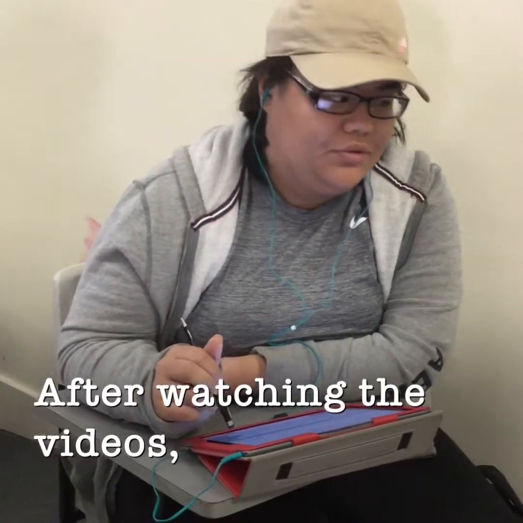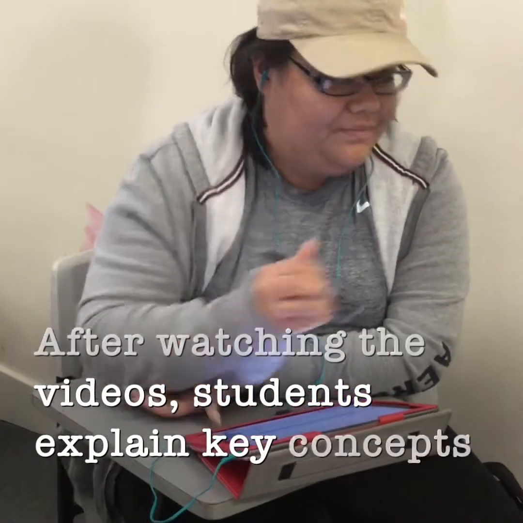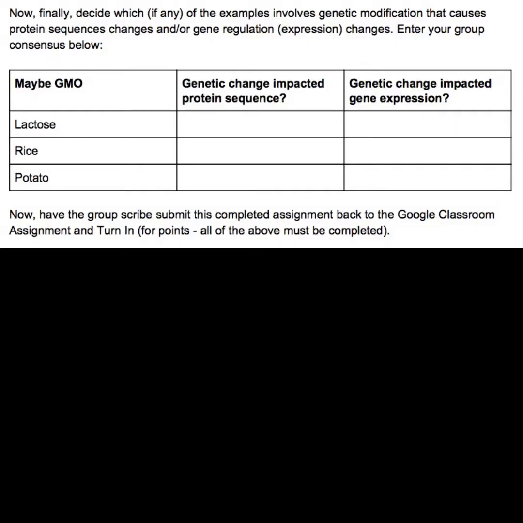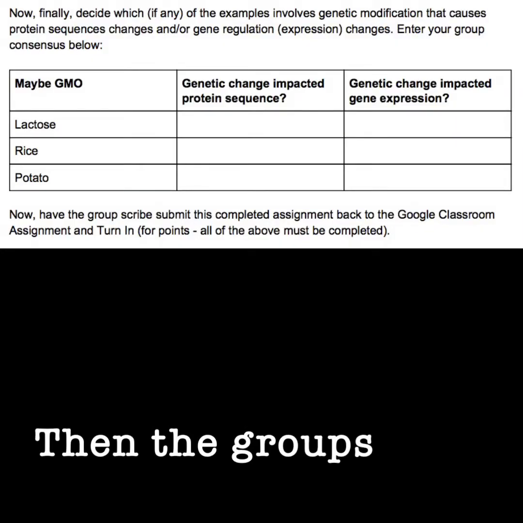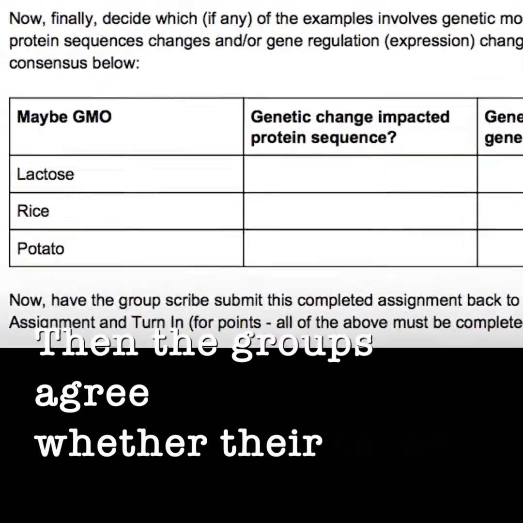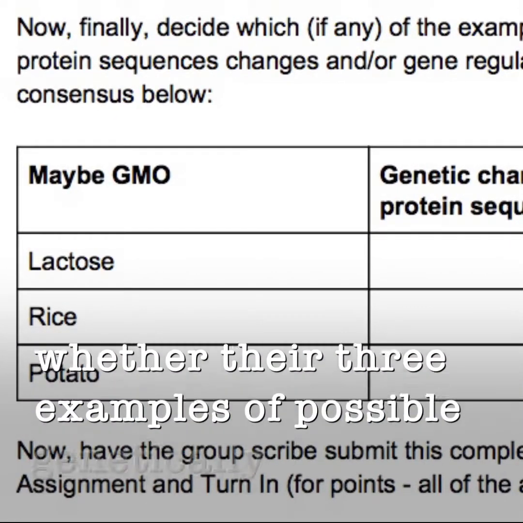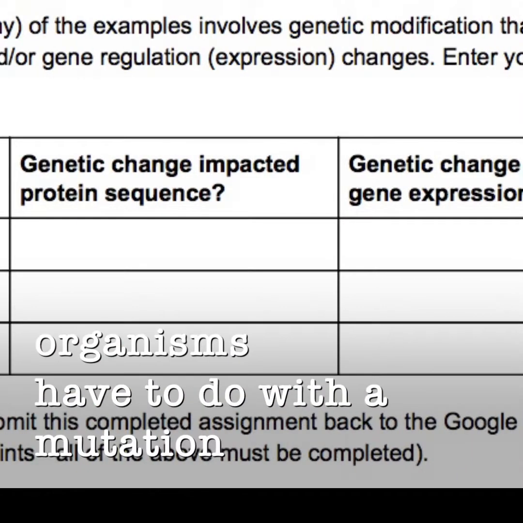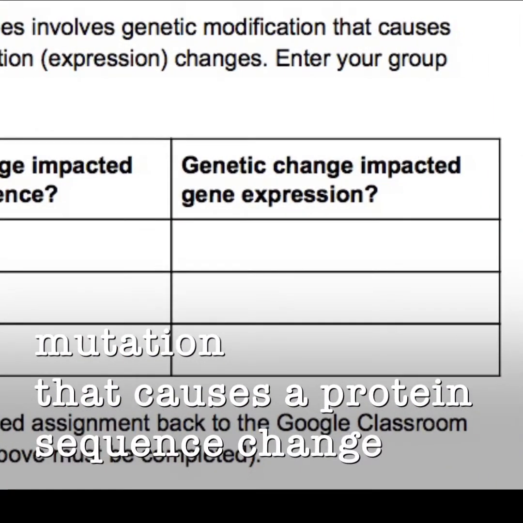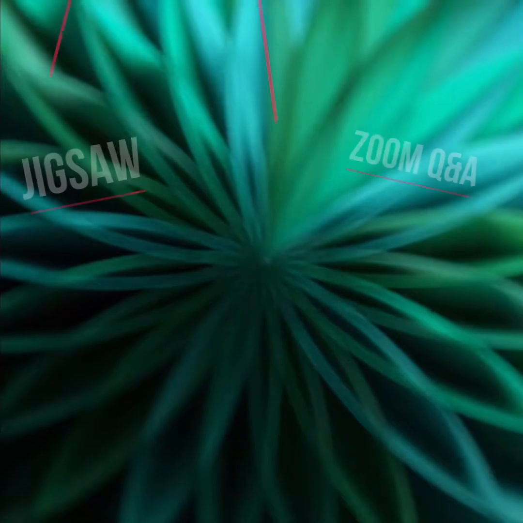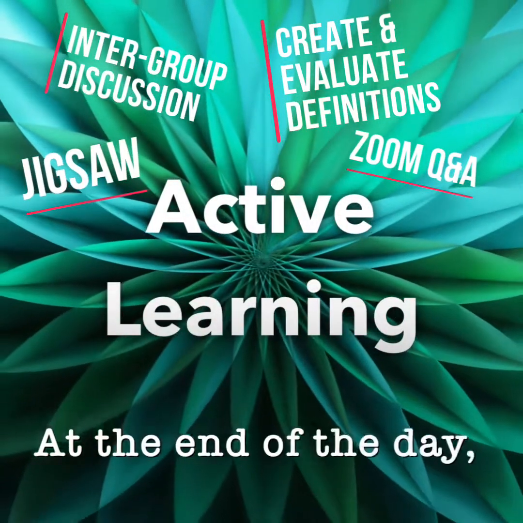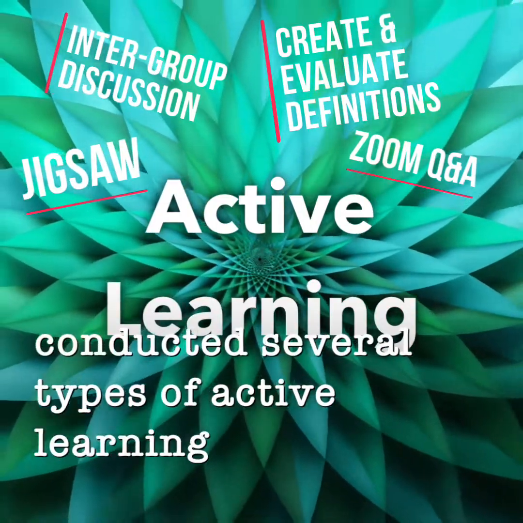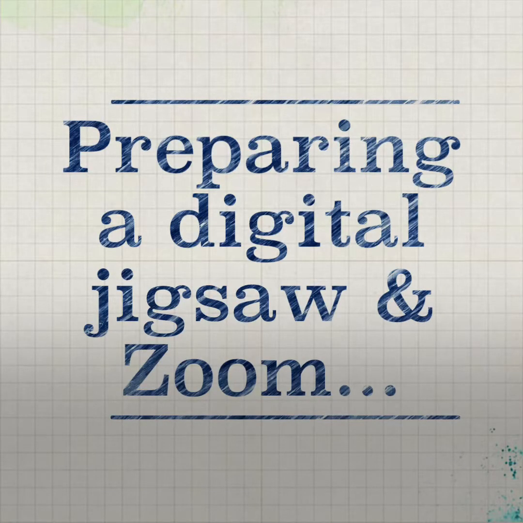After watching the videos, students explain key concepts from their area of expertise to each other. Then the groups agree whether their 3 examples of possible genetically modified organisms have to do with a mutation that causes a protein sequence change or impacts gene expression. At the end of the day, my students had conducted several types of active learning.